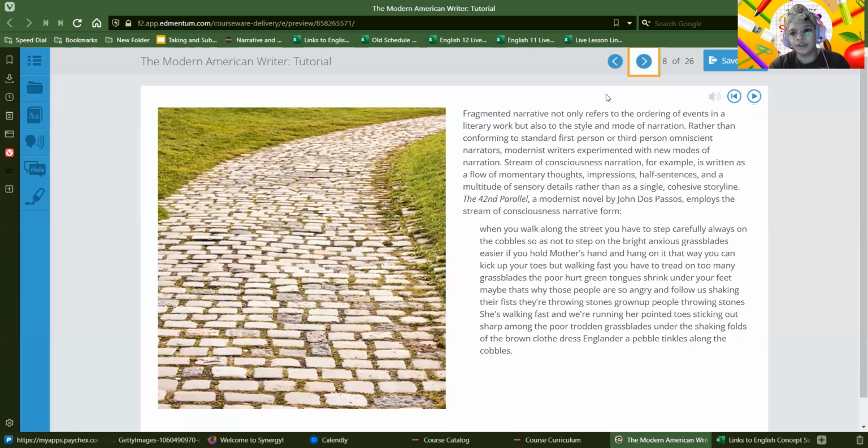So I'll give you an example here. I'm not going to read the whole thing, but I'll read a few lines of it. When you walk along the street, you have to step carefully, always on the cobbles so as to not step on the bright, anxious glass blades. Easier if you hold mother's hand and hang on to it the way that you can kick up your toes, but walking fast, you have to tread on too many grass blades.